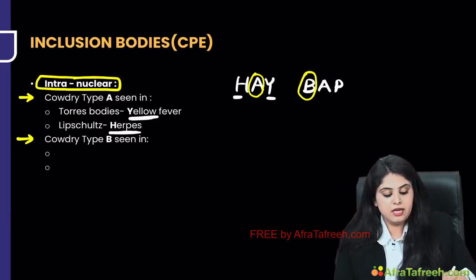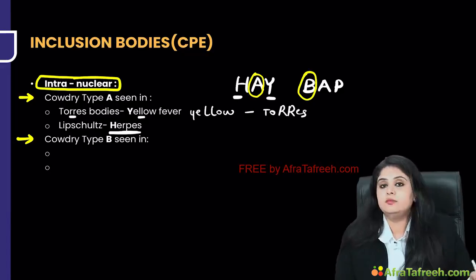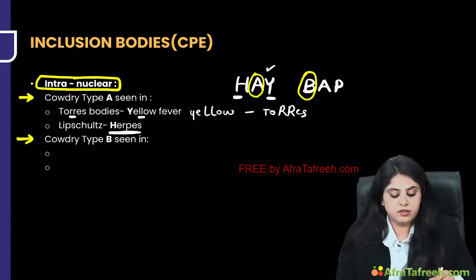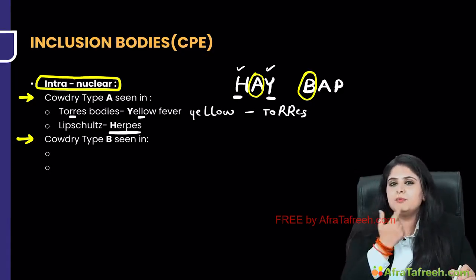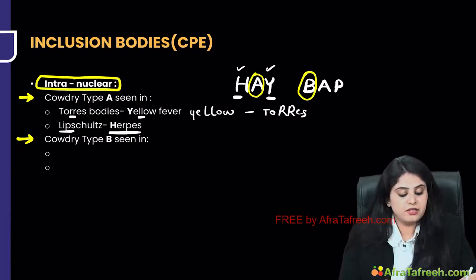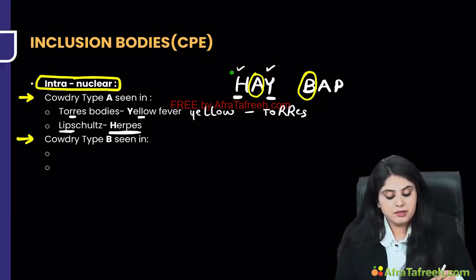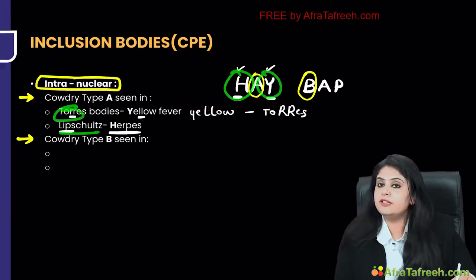So remember, yellow fever में कौन सा bodies? Tories bodies. Remember how I'm writing it? Yellow fever में we are going to have Tories bodies. Okay, yellow fever done. What is herpes? Herpes में usually lips पे lesion होता है ना. You must have heard of herpes labialis. तो herpes में lips पे lesion होता है. That is why I have learnt it as lips. Leib-Schultz bodies are noted. Simple. So remember, herpes is going to show you Leib-Schultz bodies, and yellow fever is going to show you Tories bodies.